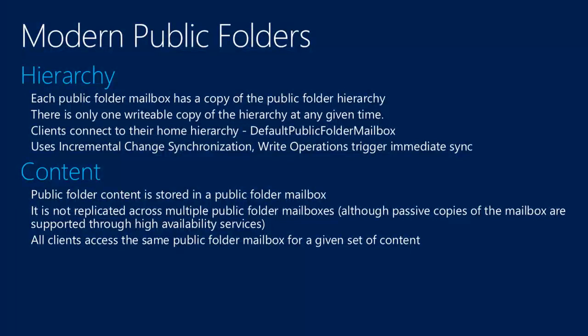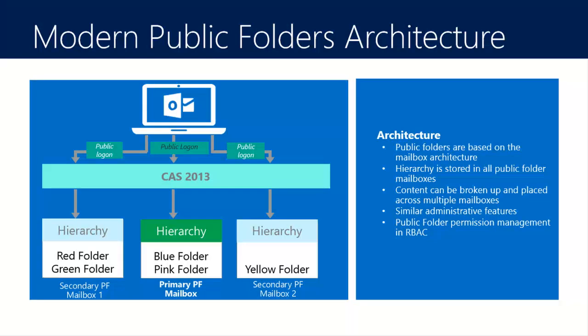So if we take a look at our slides again where we went over the architecture, you'll see that we have the red and the green folder in our first mailbox, and we have the yellow folder in the second mailbox, and blue and pink in the middle in our primary public folder mailbox. Now, as I mentioned before, you can't take content from, say, the red public folder and divide that into red public folder on mailbox 1, red public folder on mailbox 2. You would have to actually create 2 different folders and divide out that content.